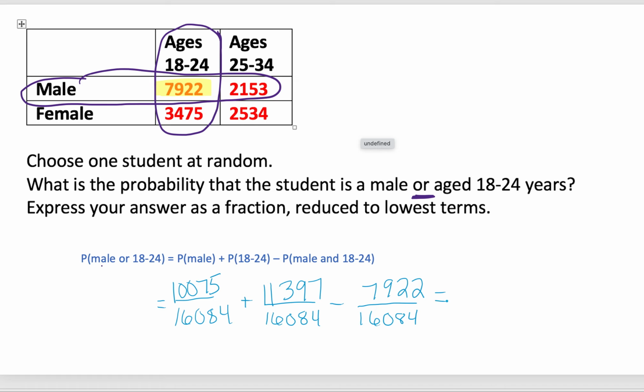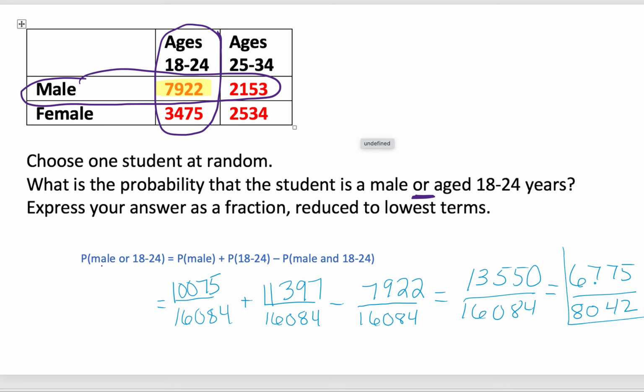All right, so let's do our calculation there. I'm going to add across the top here, and then I'm going to subtract the 79.22. That gives me 13,550. Denominator stays the same. And I do need to reduce the fraction. Both of those numbers are divisible by 2, so divide the top one by 2, and divide the bottom one by 2. Right, and now we have a fraction reduced to lowest terms.